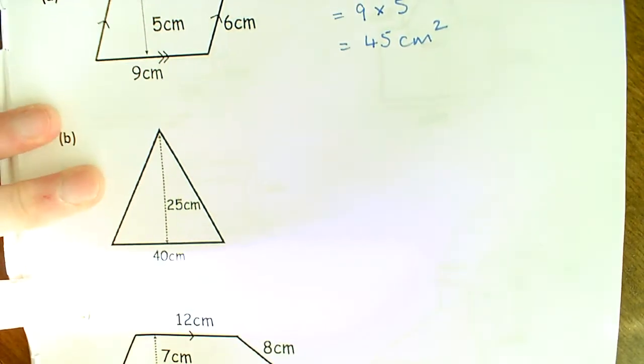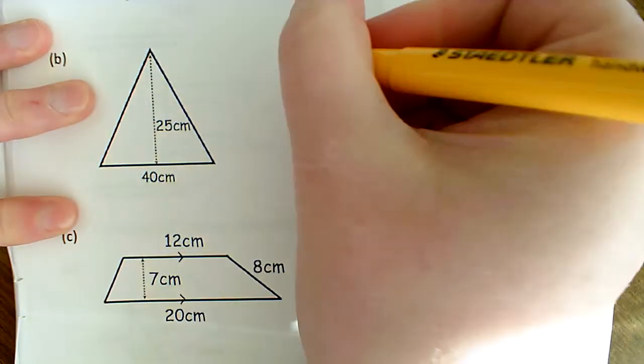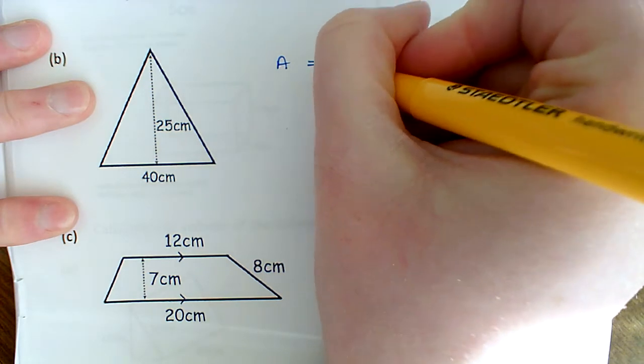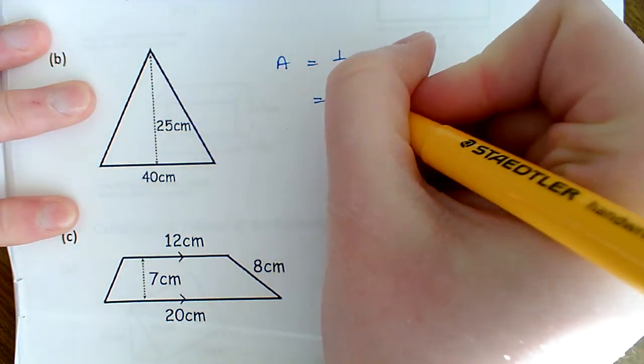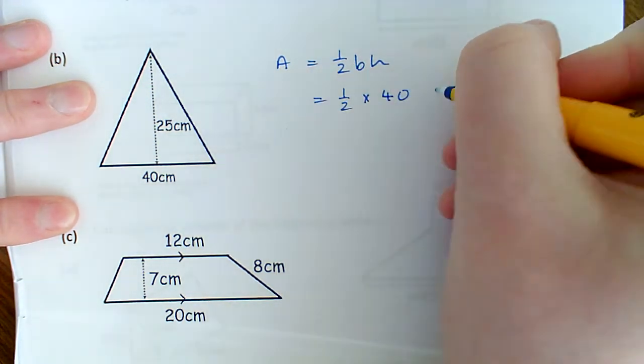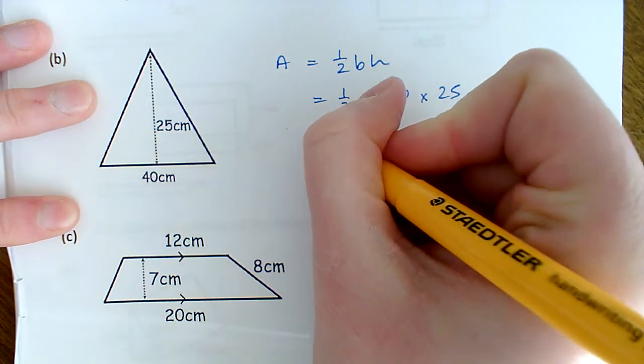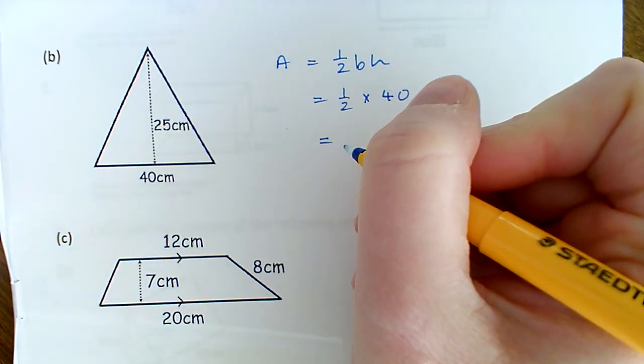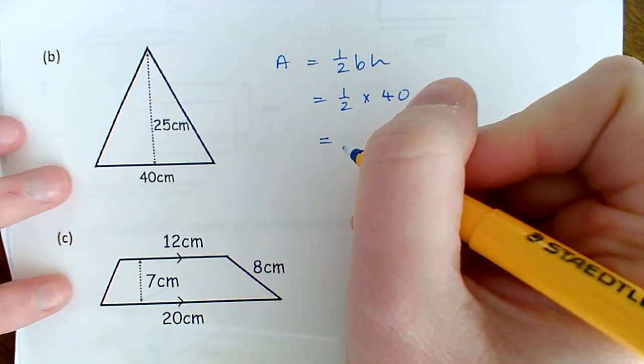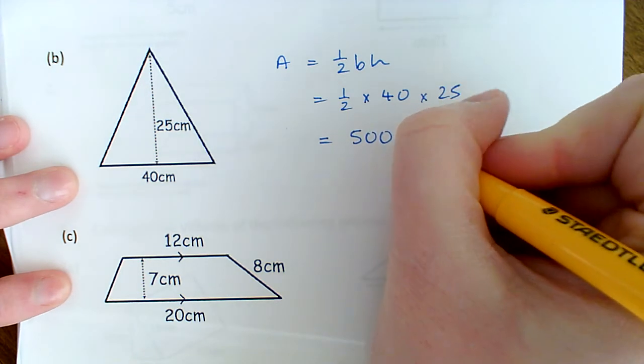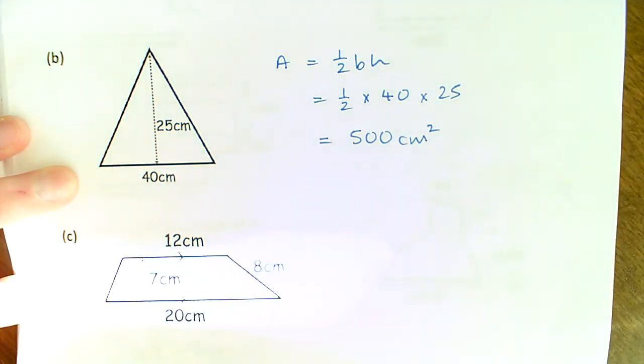Our triangle then, we've got the area is a half times the base times the height. So a half times 40 times 25, and we get 500 centimetres squared.